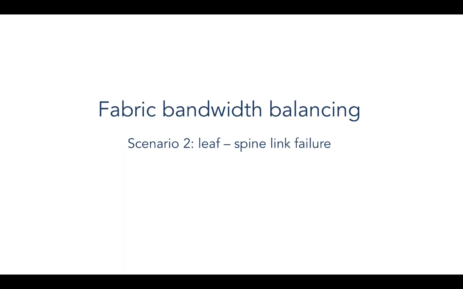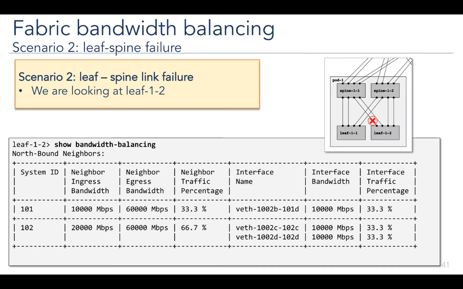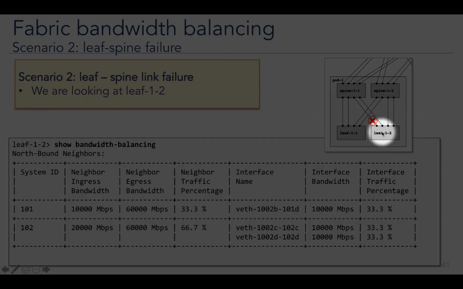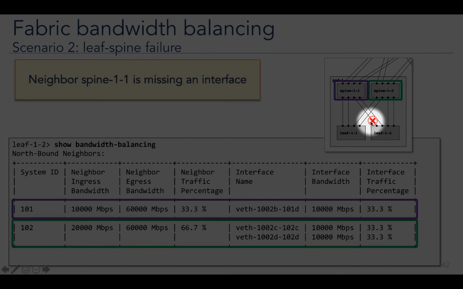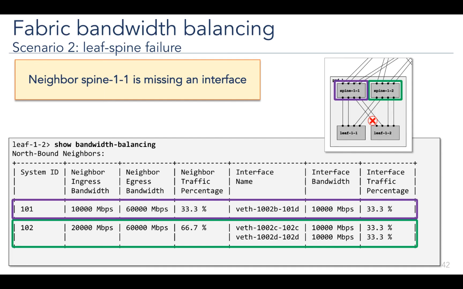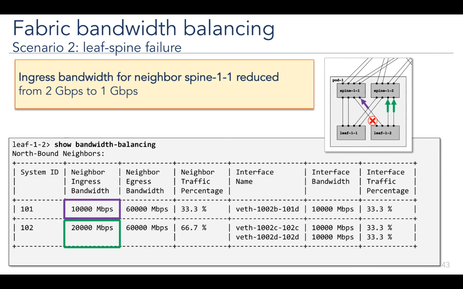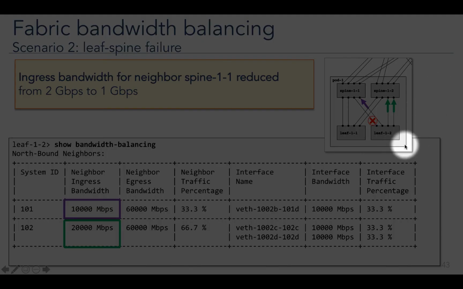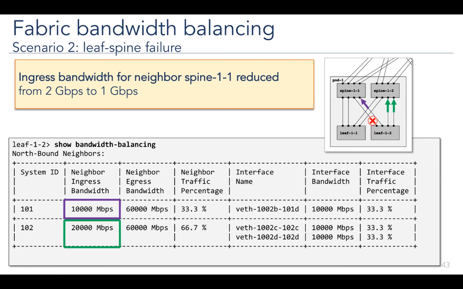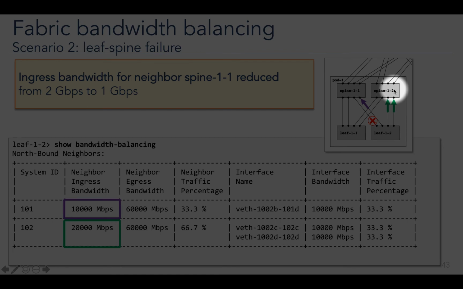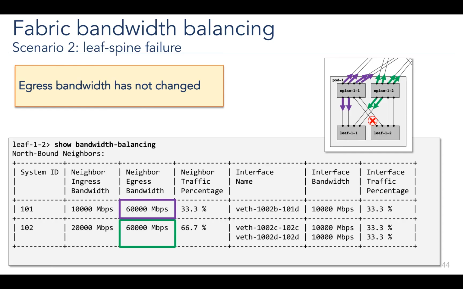Now let's look at the first failure scenario. In this failure scenario, one of the links between leaf12 and spine11 has failed. Leaf12 still has 2 neighbors, namely spine11 and spine12. The ingress bandwidth from the perspective of leaf12 into spine11 has been reduced from 20 gigabits to 10 gigabits because of the failed link, whereas the ingress bandwidth into spine12 is still 20 gigabits per second. The egress bandwidth has not changed for either of the spine nodes.